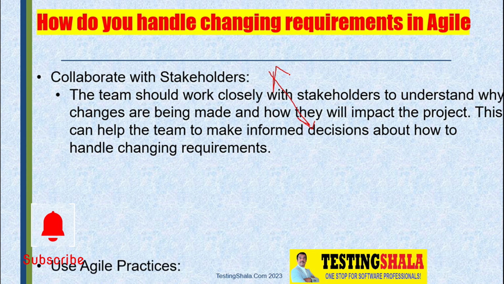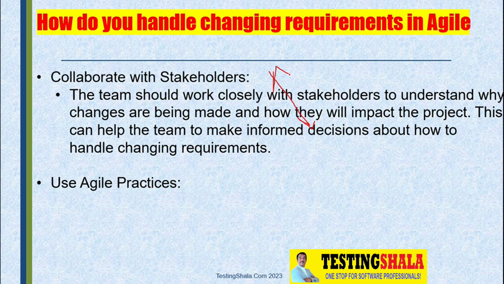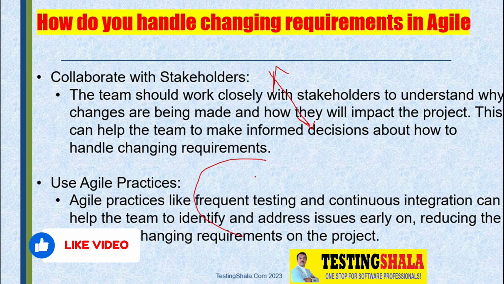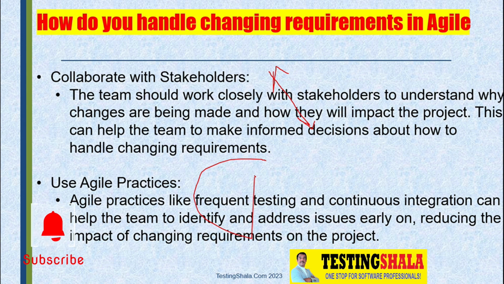And also we should use Agile practices, because if there is a change in the requirement, Agile proposes certain practices. We should keep doing regular, frequent, continuous testing, and we should also look at continuous integration to adopt continuous deployment and continuous delivery mechanisms. If we adopt these Agile practices, we can definitely reduce the overall impact of regularly changing requirements in an Agile project.